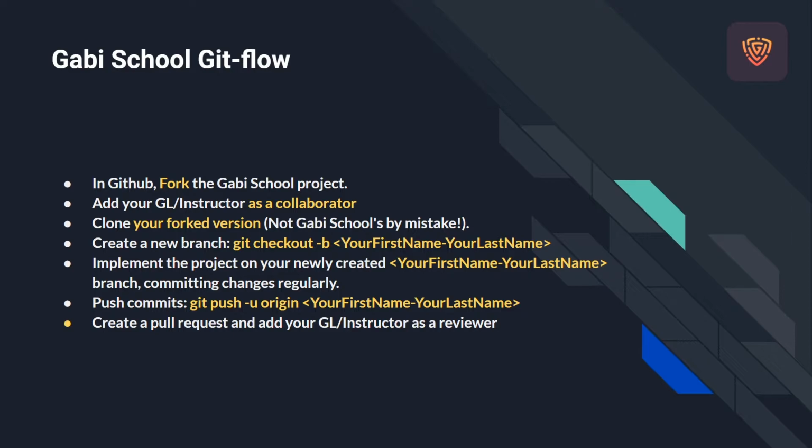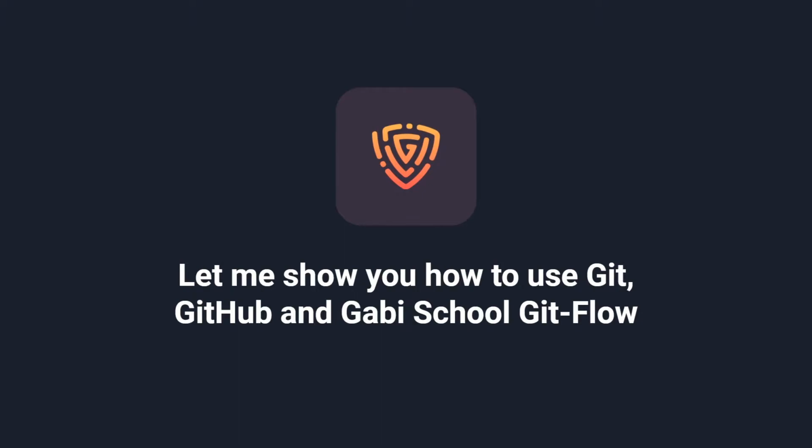After that, you create a new branch by typing the command git checkout -b and then your first name dash your last name. After that, you push your code using the command git push -u origin and then your first name dash your last name. Then you create a pull request and add your group lead or instructor as a reviewer. This might seem very cryptic and confusing, but when we go through it, you will understand what we mean. So let's get started and practice what we just talked about.